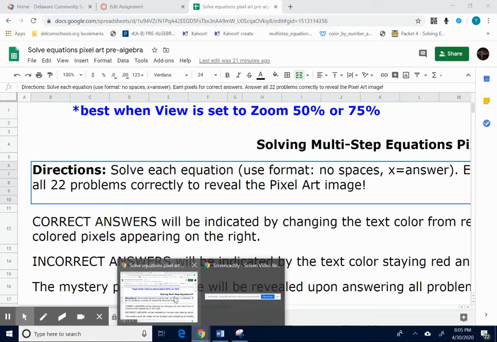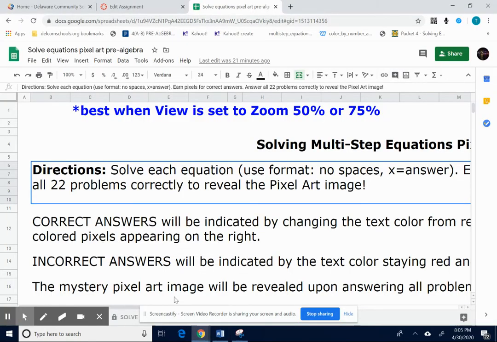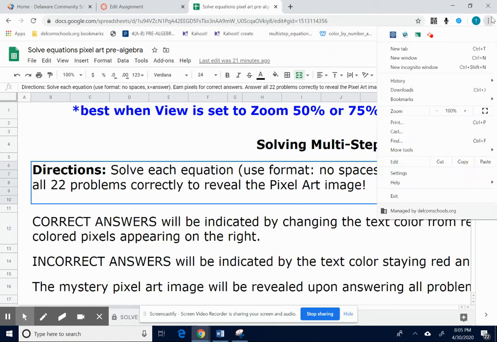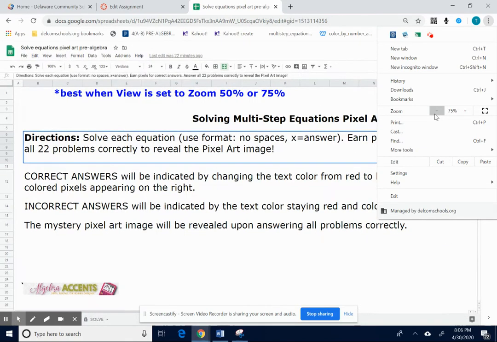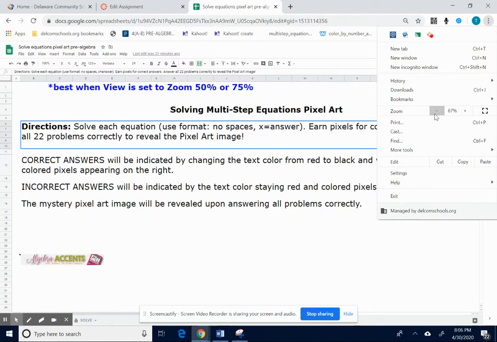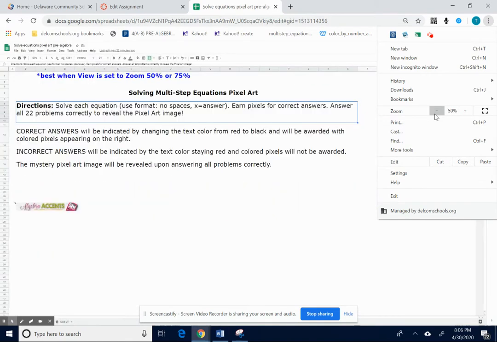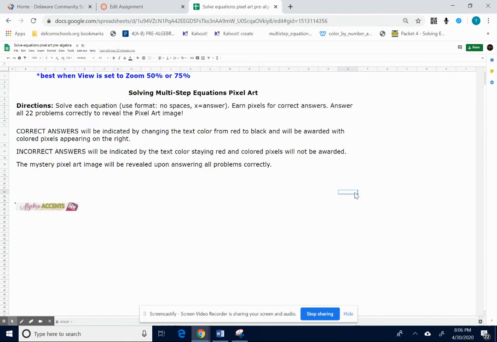But before we do, when you first open up the document, you want to set the zoom to 50 or 75% so you can see it better. Okay, so I like to go to the three dots in the right top part of your screen. I like to go to zoom and click negative. I'm going to go to 50%, and click out of it.